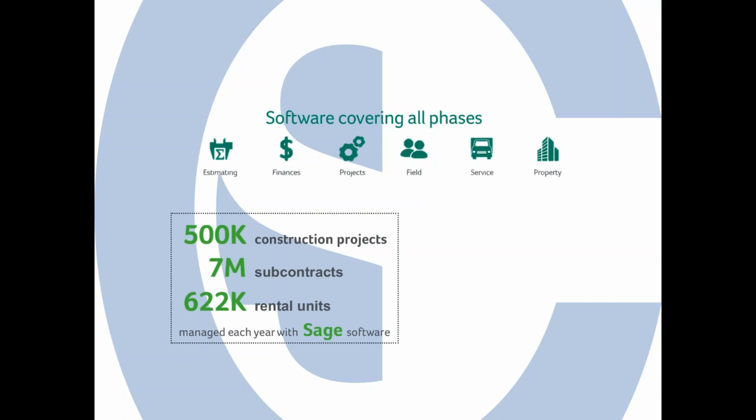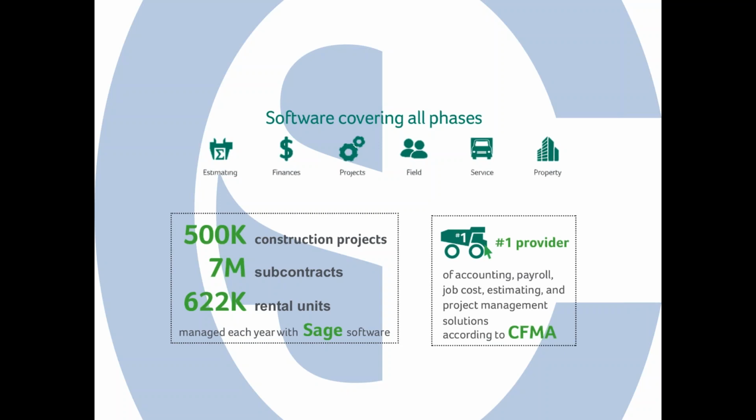So we've got over 500,000 construction projects, 7 million subcontracts, and over 600,000 rental units managed with Sage software. It's consistently been the #1 provider of accounting, payroll, job costing, estimating, and project management systems, according to the Construction Financial Managers Association annual survey. And just as a side note, I'm a big fan of the local CFMA chapter here in Chicago. The Midwest Regional Conference is this Thursday. So if you haven't gotten signed up for that, you might want to check cfmachicago.org out.